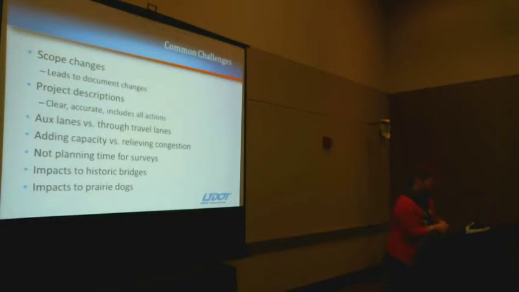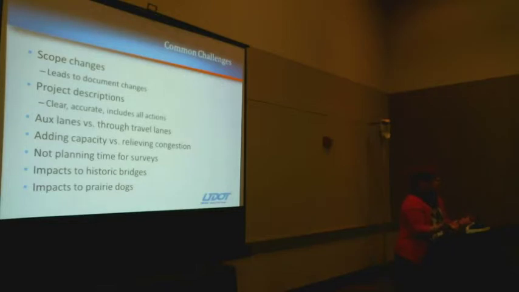Auxiliary lanes versus through travel lanes. They're not the same thing. If you're a designer, you're familiar with the Green Book that actually defines them. But an aux lane is a passing lane, a climbing lane, a turn lane. A through travel lane is literally just that, a through travel lane. So you have to be really careful when you're writing your description that if your lane is truly an aux lane, the data in your CE needs to support that, and your project description needs to support that. It's really easy to confuse them, and it's really easy to write through travel lane when what you're really talking about is an aux lane, and vice versa.